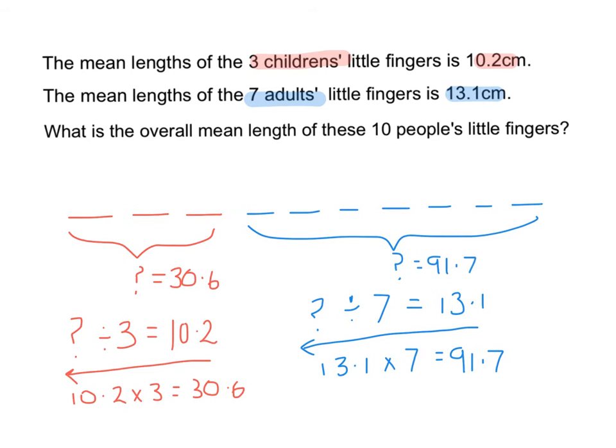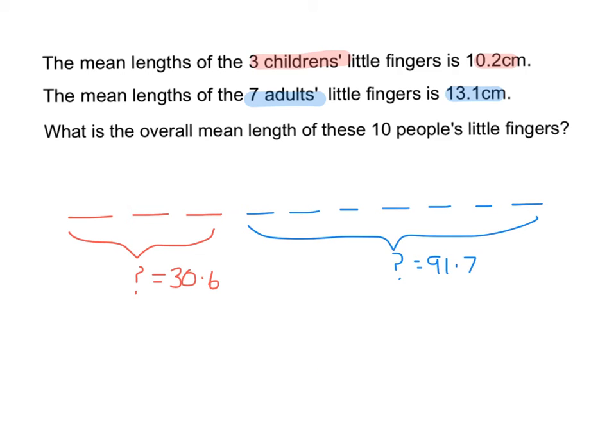Okay, I'm just going to get rid of some of the information to clear some space. So I want to find the overall mean, so I need the total for overall. So that's going to be the 30.6 plus the 91.7, which is 122.3.